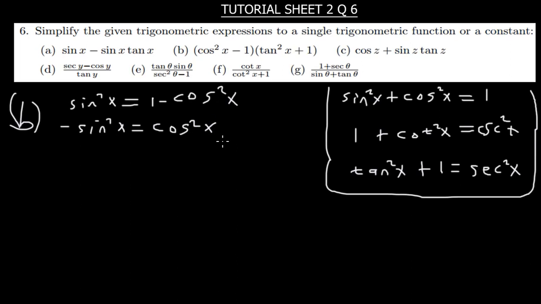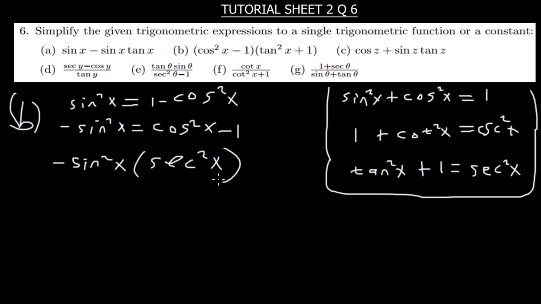We're going to have cos squared x minus 1. And meanwhile, where there is cos squared x minus 1, I can replace it with negative sine squared x, like that. And then I'll multiply it with tan squared x plus 1, which is just the same as sec squared x.